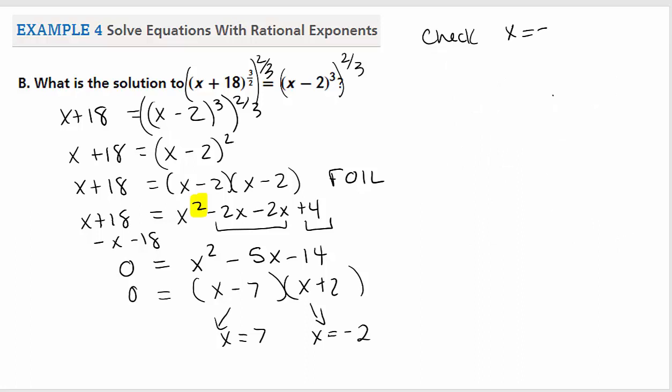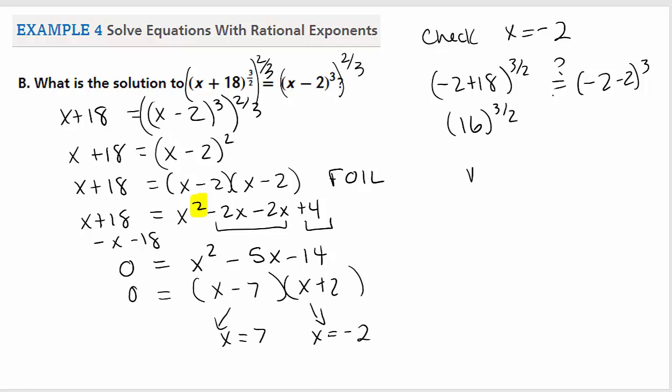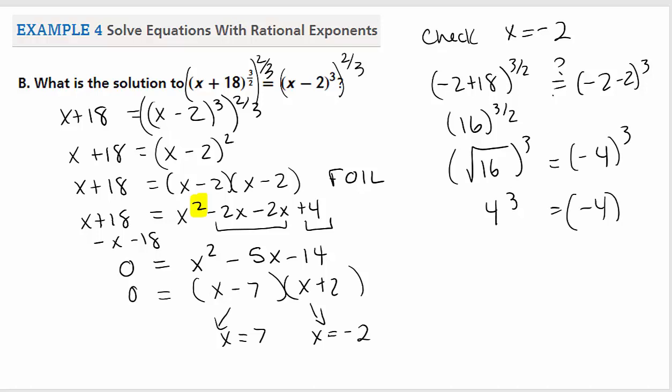We'll check x is equal to negative 2. So the left-hand side, negative 2 plus 18, to the 3 over 2. And on the right-hand side, negative 2 minus 2, cubed. So we end up getting 16 to the 3 over 2, which is the square root of 16 cubed, which is 4 cubed. And on the right-hand side, we have negative 4 cubed. Negative 4 cubed is not the same, so that means that x is equal to negative 2 does not work.